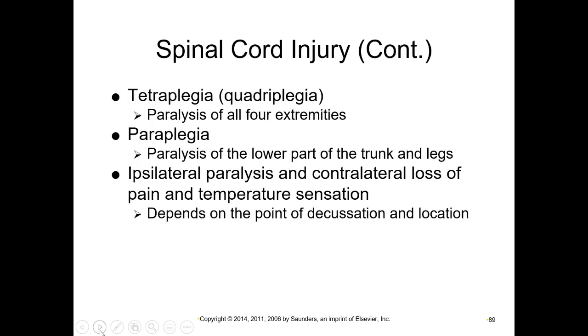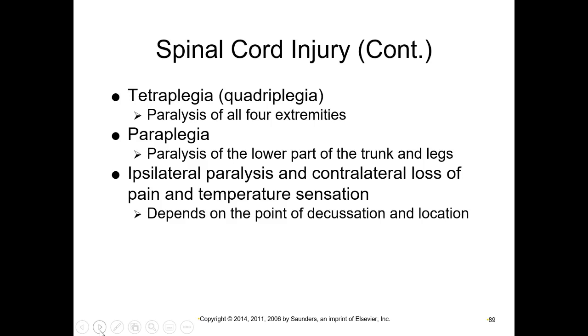A tetraplegia is a person who is a quadriplegic. They have paralysis of all four extremities. There is a paraplegia, which you see more commonly probably, and that is a paralysis of the lower part of the trunk, the legs. So their hands they can use, their shoulders they can use, and they can breathe independently, but beyond that point they may not have use of their body or their legs.